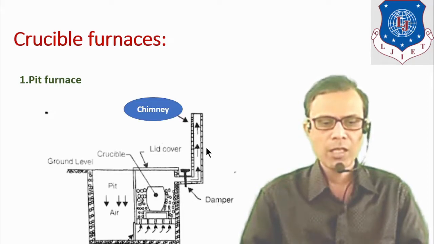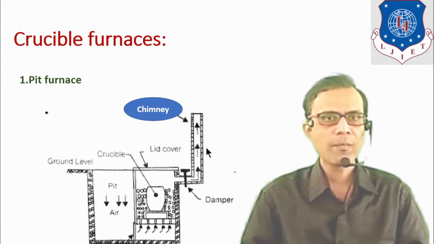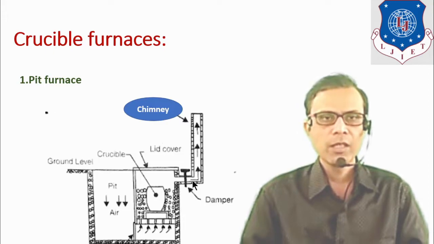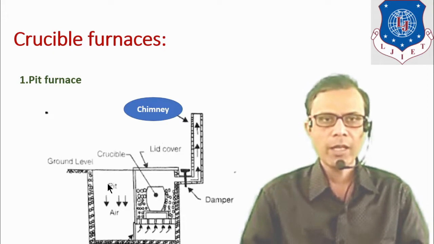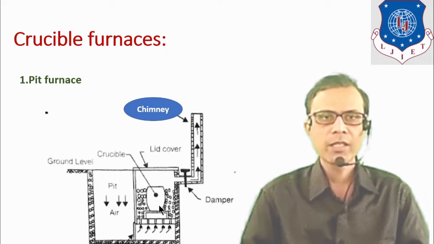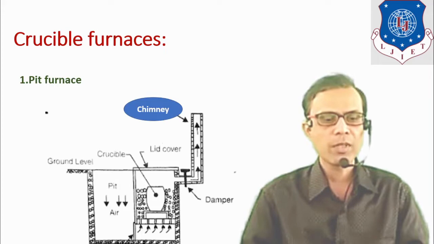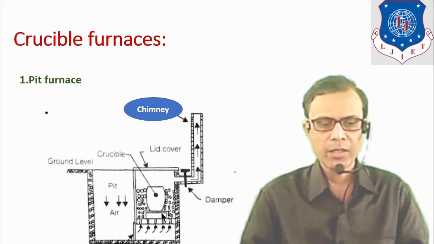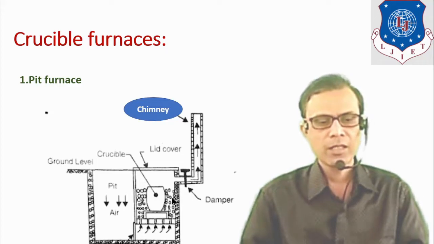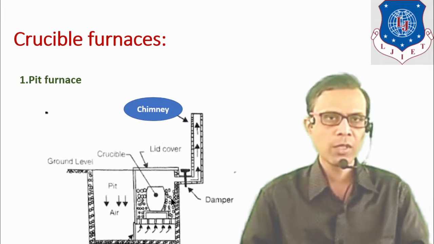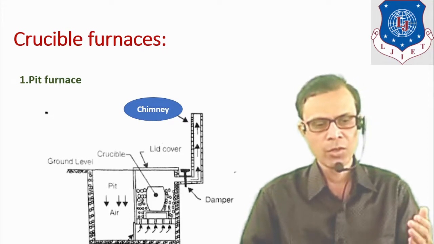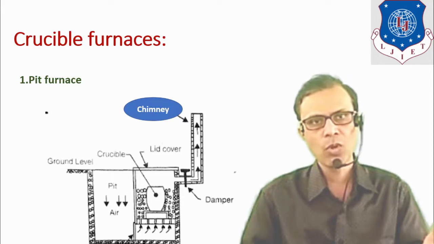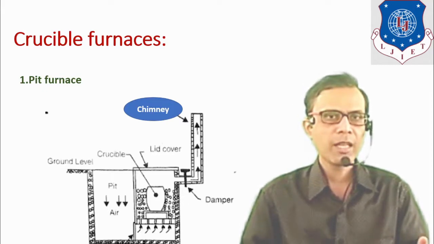Here a chimney is used to produce a natural draft. As the height of the chimney is more, it will produce negative pressure, and because of that negative pressure, the air will be sucked inside this furnace and it will be used for the combustion purpose. Here it is a crucible and it is surrounded by this coal. When coal is ignited, combustion takes place and it will produce high heat which is sufficient to melt the metal. Here the quantity of metal is small, but a variety of metals can be melted.